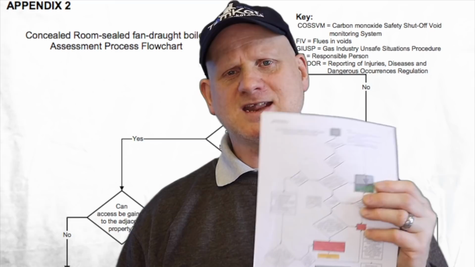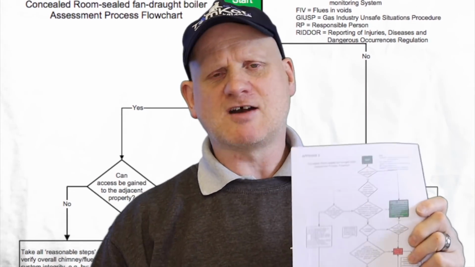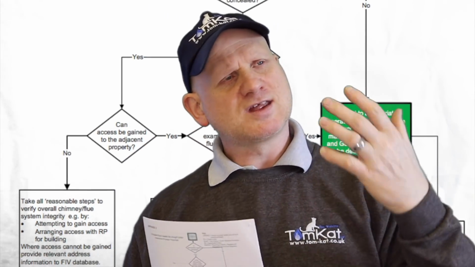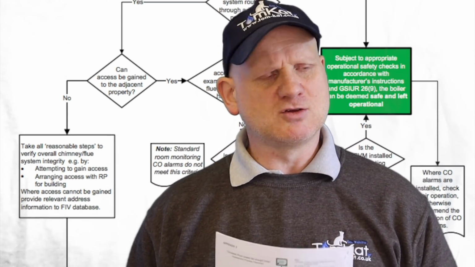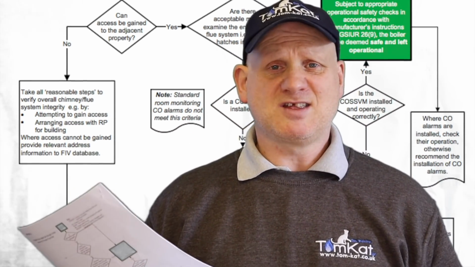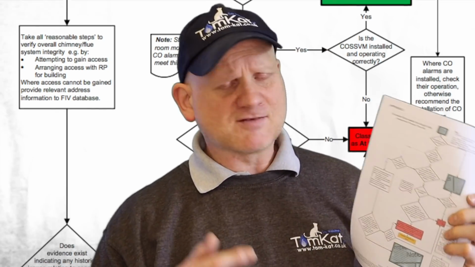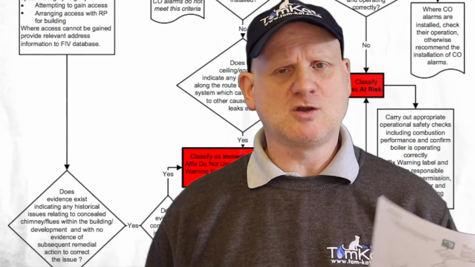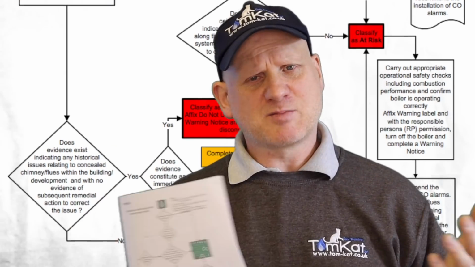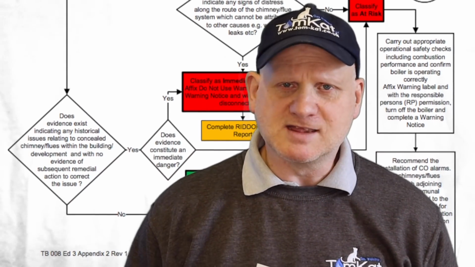On the back, appendix 2, there's a flow chart for us to follow to see how we're going to categorise these flues. Basically, it's at risk. So let's have a closer look at appendix 2 and how big these inspection hatches need to be and where they need to be placed. Now, this technical bulletin on flues and voids is for boilers which are already installed. So this has been designed for pre-installed appliances.